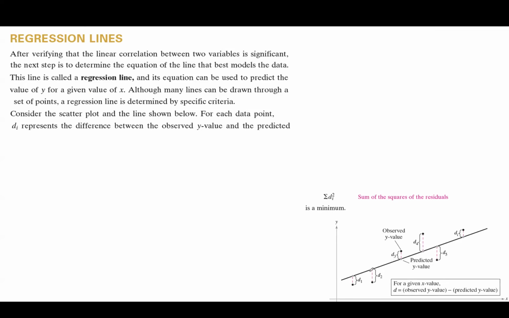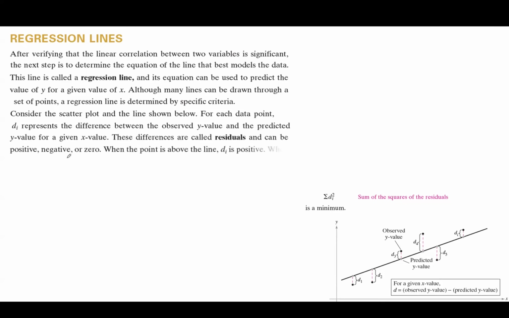The predicted y value is located on this line. If the observed value is below the line, you have a negative residual. If your observed y value is above the line, then you have a positive residual. When you're constructing a regression line, it must minimize the summation of residuals squared. This is what machine learning does. So as we mentioned before, these differences are called the residuals and can be positive, negative, or zero.